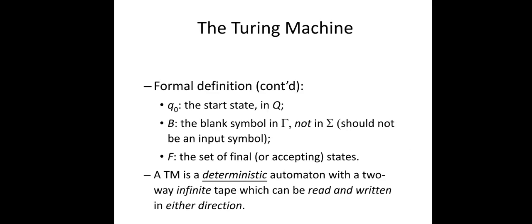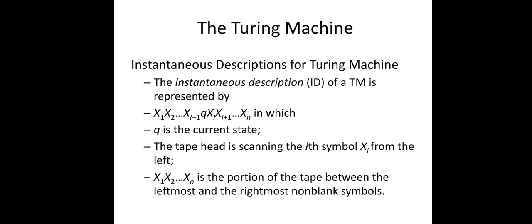So the formal definition continues: Q naught is the starting state, B is the blank symbol in the tape, not in sigma, and F is a set of final or accepting states. Now a Turing machine is a deterministic automaton with a two-way infinite tape which can be read and written in either direction. Let us see the instantaneous description for Turing machine.